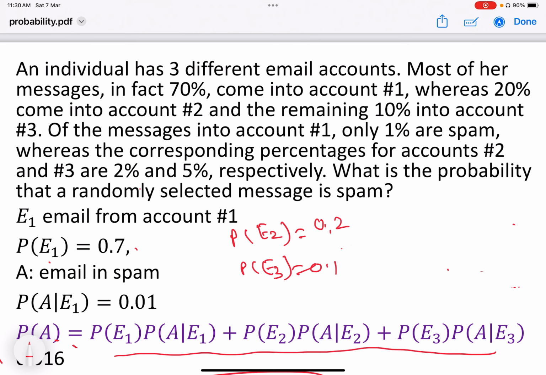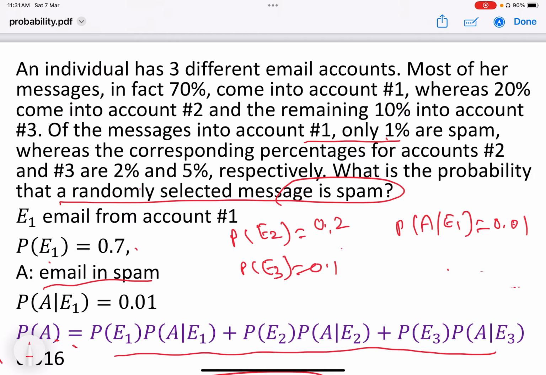And all the data we have: 1% spam of these messages from account 1. So we write, suppose say A is the email is spam. So we have P of A, spam, but it is from the first one, so 1%. So that is 0.01, like this. Then 2% spam from account 2, 5% from account 3, and so on. The question is, what is the probability that a randomly selected message is spam?